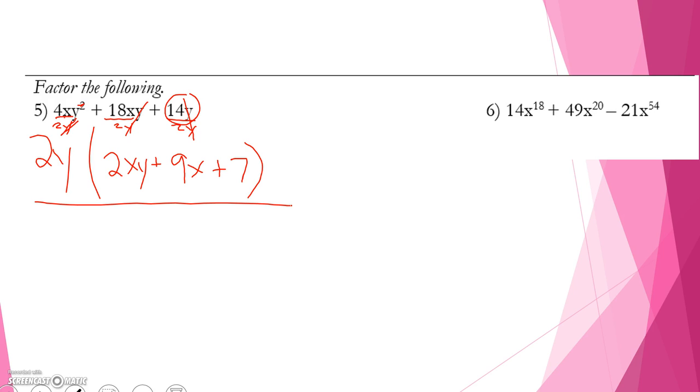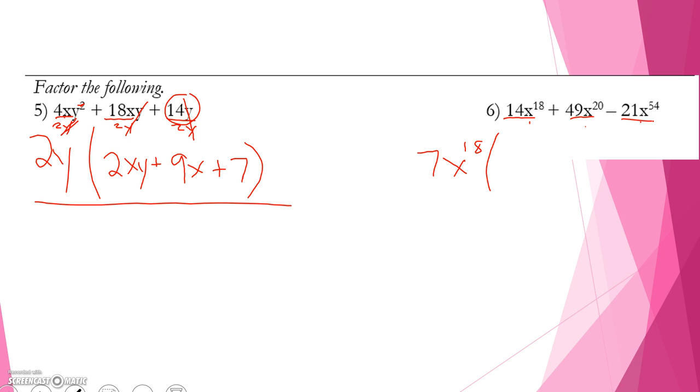Last one. So I look at 14, 49, and 21. So the biggest number, and this one's a little bit harder, so you might want to use your calculator, is 7. And then I look, there's x to the 18th, x to the 20th, and x to the 54th. So the smaller of the three is 18. So x to the 18th. So now I take all three of these and I'm dividing them by that 7x to the 18th.